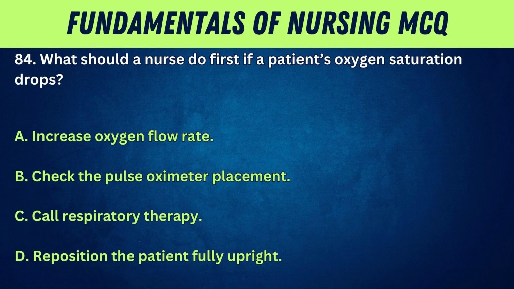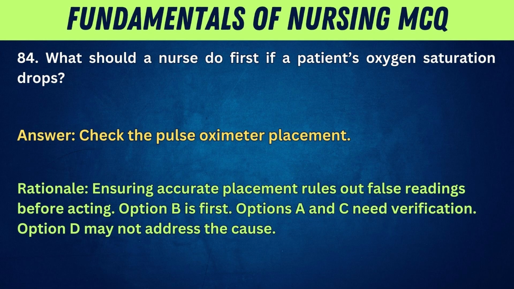84. What should a nurse do first if a patient's oxygen saturation drops? A. Increase oxygen flow rate. B. Check the pulse oximeter placement. C. Call respiratory therapy. D. Reposition the patient fully upright. Answer. Check the pulse oximeter placement.